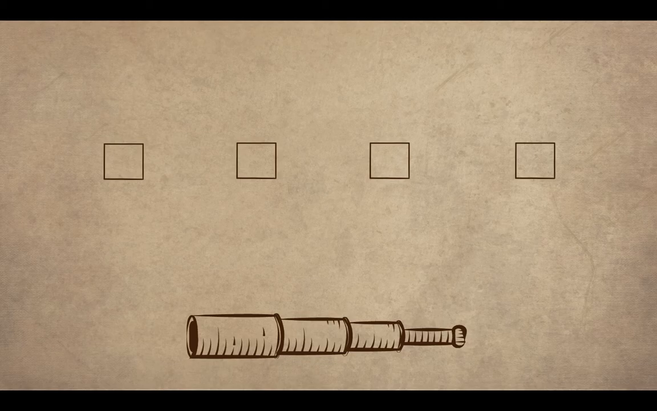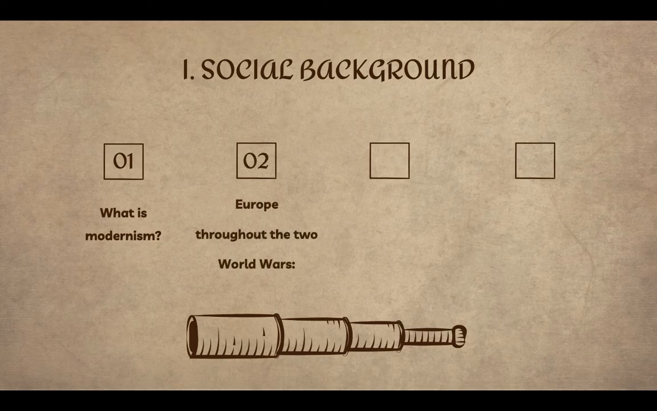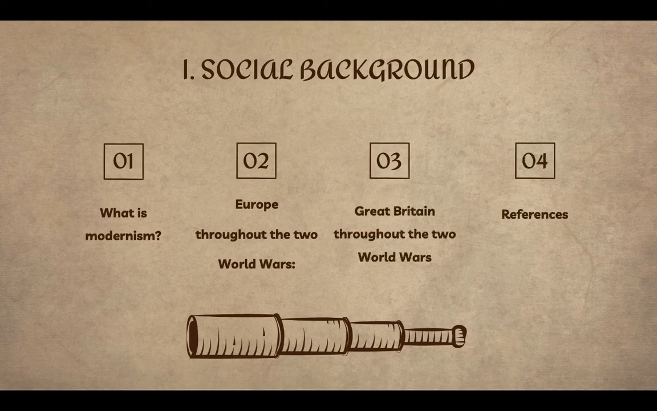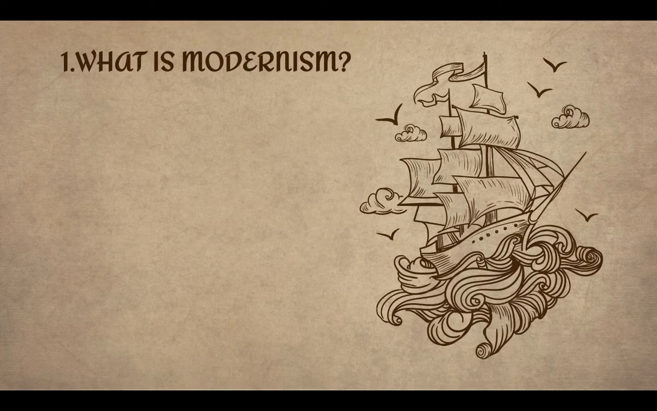Now I would like to focus on the first part, social background. It has 4 small parts. Number 1, what is modernism? Number 2, Europe throughout the Two World Wars. Number 3, Great Britain throughout the Two World Wars, and the last one is the references. Now the first one, modernism.